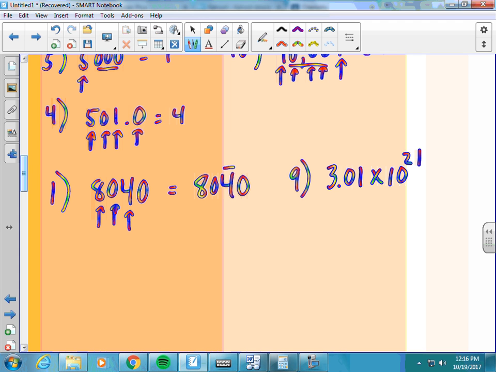But that doesn't matter. The times 10 to the 21st, that's just there to scare you. If you want to pick out significant figures, just look at the front number, just like normal. Is the 3 significant? Yep. Is the 0 significant? Yep. Is the 1? Yep. That's my last significant figure.